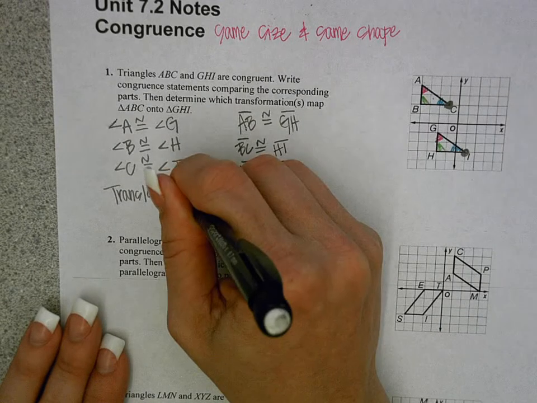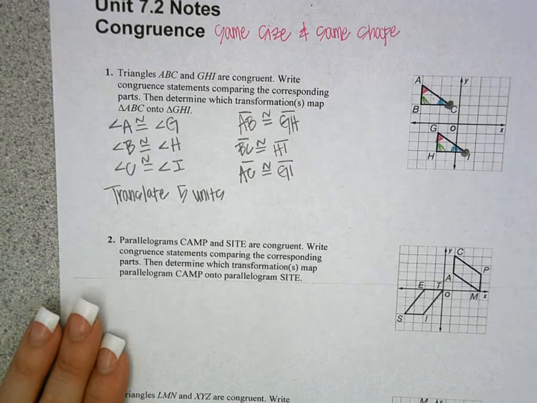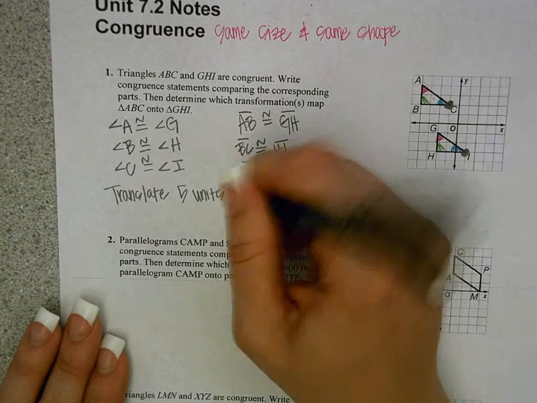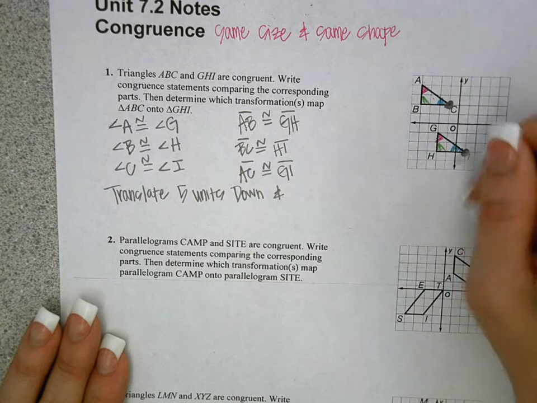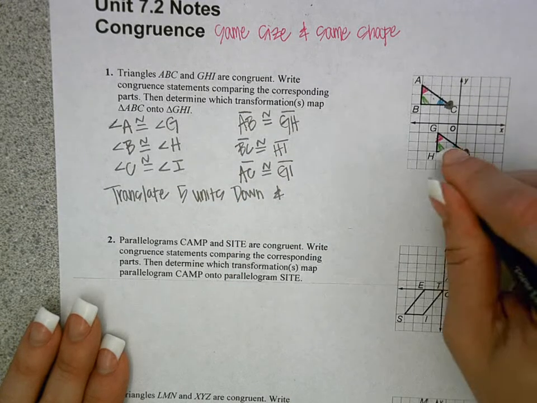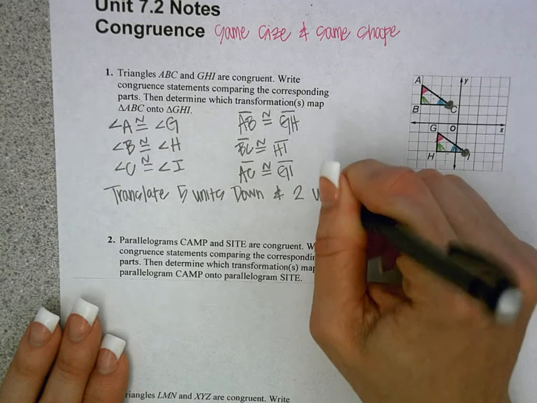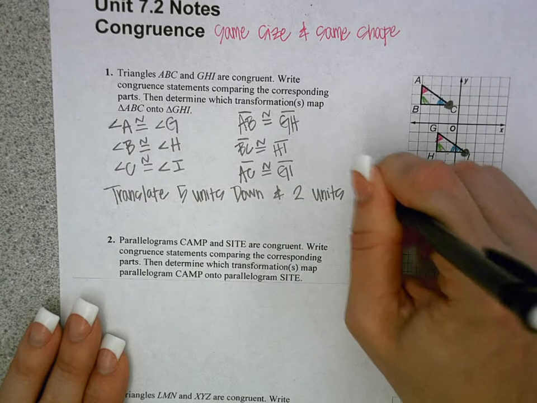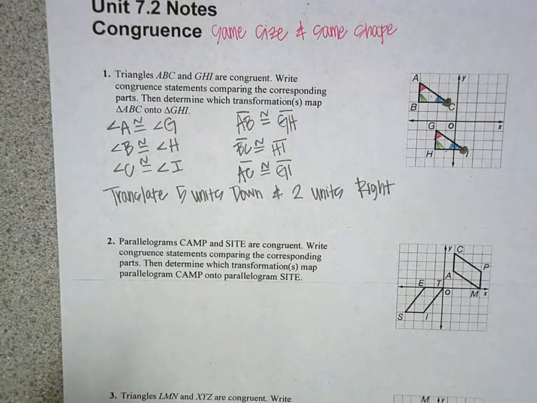So translate 5. If you write units or if you don't write units, it's not a big deal. So translate 5 units down. And how many steps? 2 units. In which direction? Right. Okay. So this whole thing is your answer.